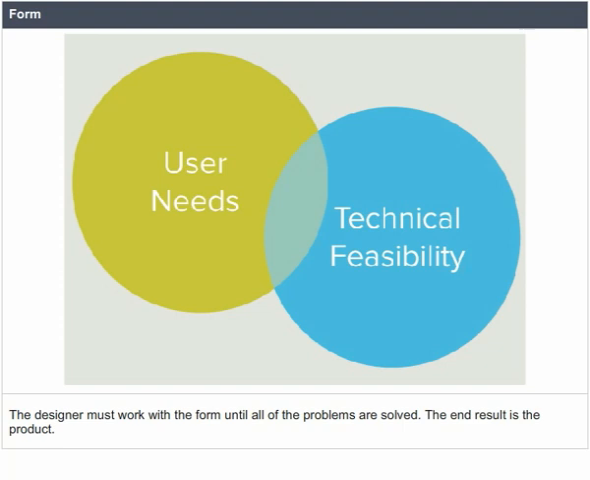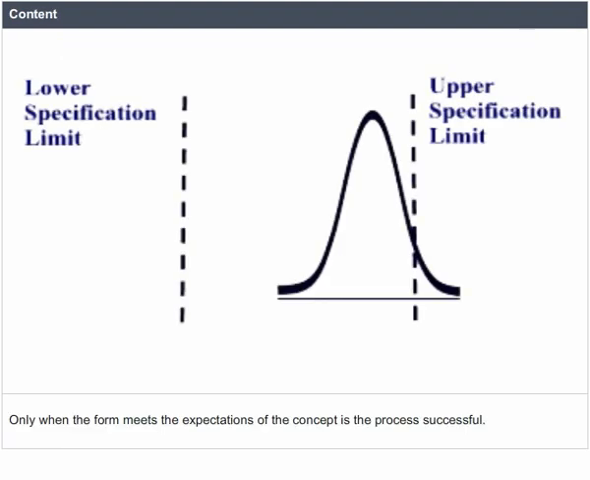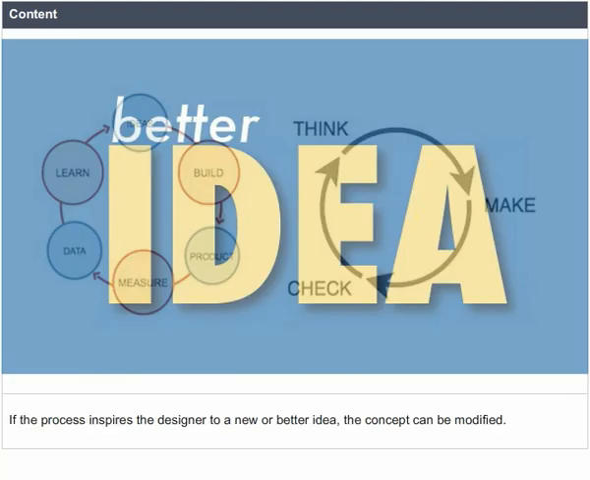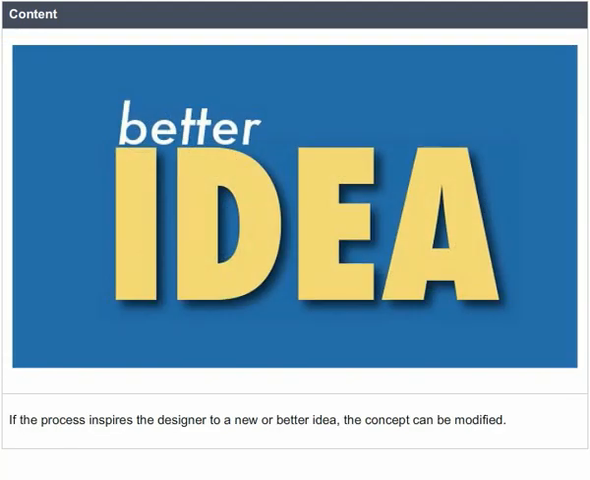Content. Only when the form meets the expectations of the concept is the process successful. The content is checked throughout the designing. Each step of the doing or making must validate the concepts. If the process strays and the results are at odds with the concept, the form must be modified or the project may fail. If the process inspires the designer to a new or better idea, the concept can be modified.